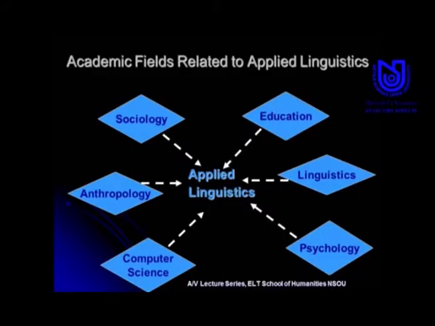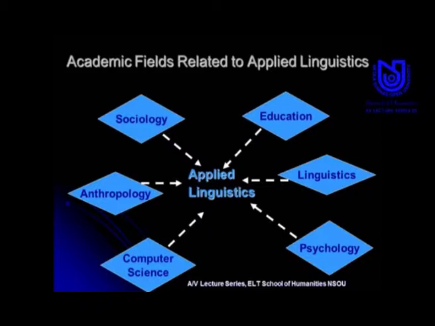Applied linguistics is an interdisciplinary field which investigates, observes and offers solutions to language related problems. So there are a number of interdisciplinary areas which contribute to applied linguistics. The other disciplines which have contributed to applied linguistics are education, linguistics, psychology, computer science, anthropology and sociology.